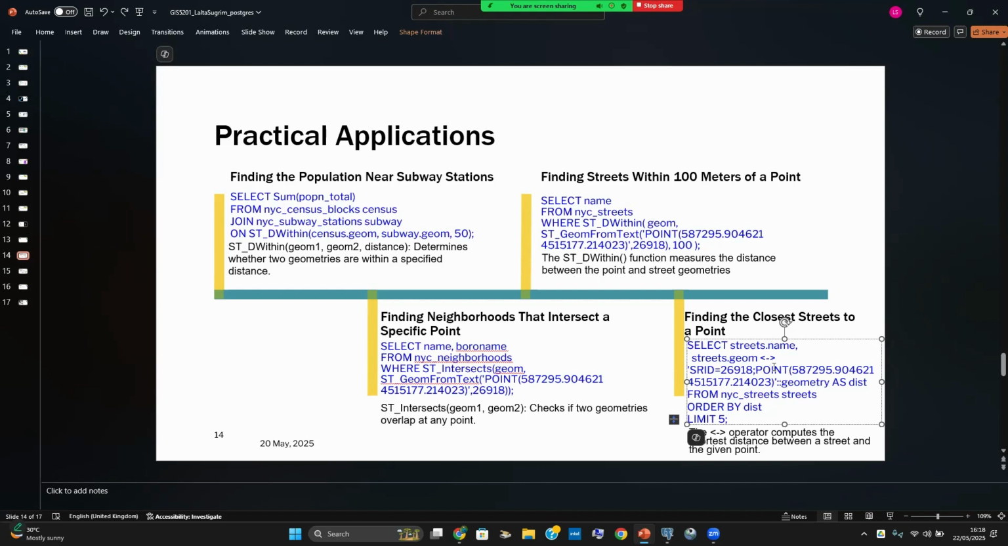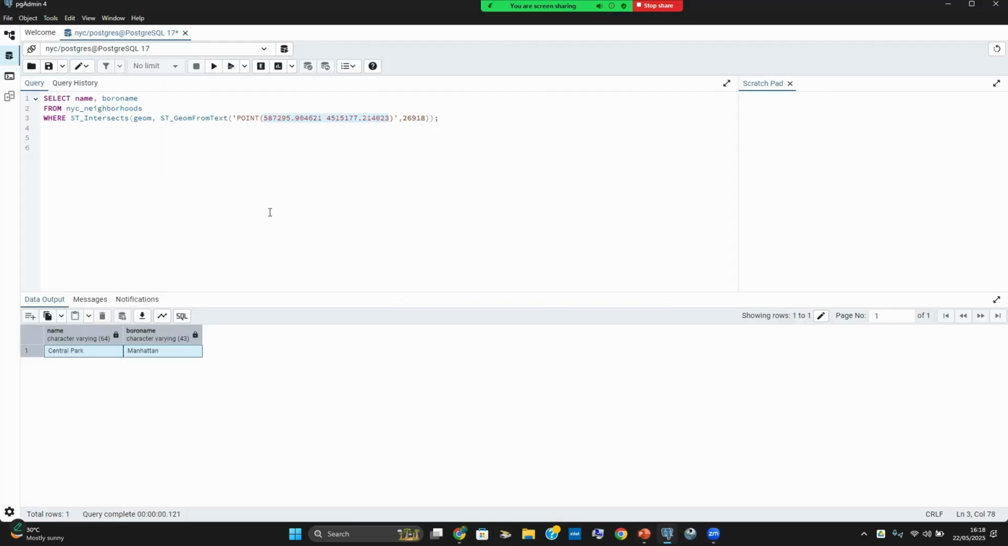Also, we can find, in this case, the closest street to a point. So let me just copy it here one time and let's go over it.